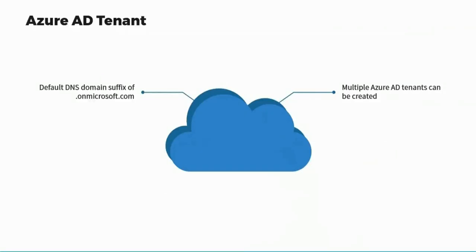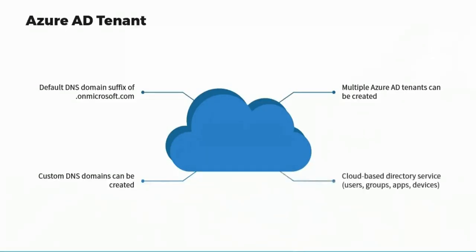Now, we did say that the default DNS suffix is .onmicrosoft.com. You can change that. You can create a custom DNS domain name for a DNS domain that you already own. You can't register brand new DNS domain names through Azure, but you can create a custom DNS domain name in Azure that matches the name of a domain you already own externally, and then you'll be asked to create some DNS records in your DNS zone to prove that you actually do own it and have control of it. So that way, if your company is Quick24x7, you might want your DNS domain suffix to be quick24x7.com instead of .onmicrosoft.com.